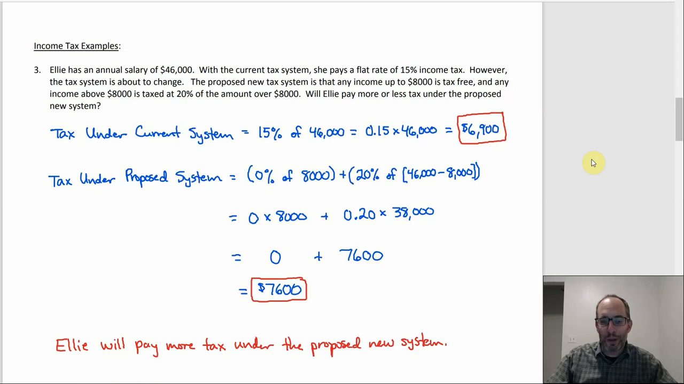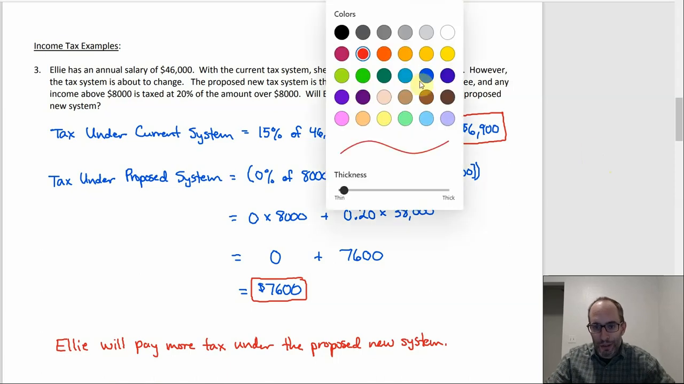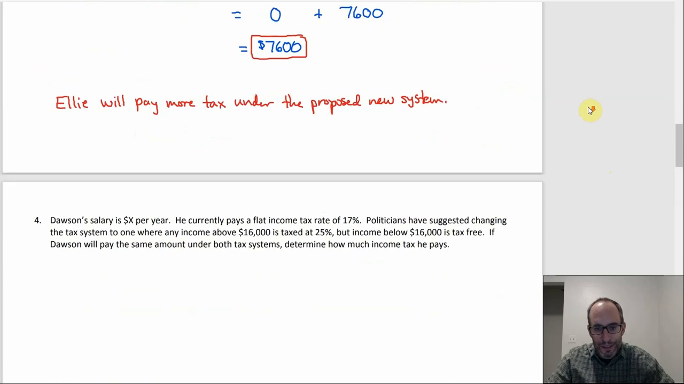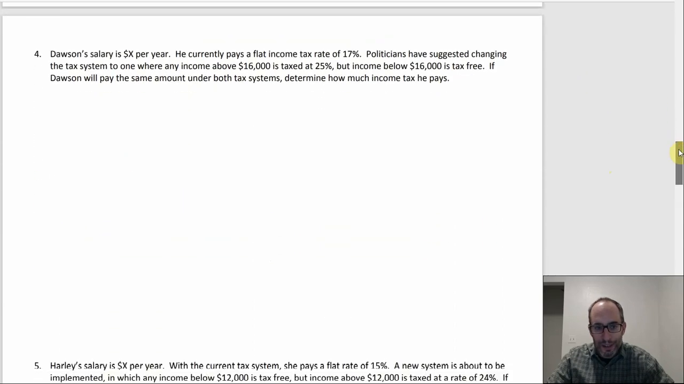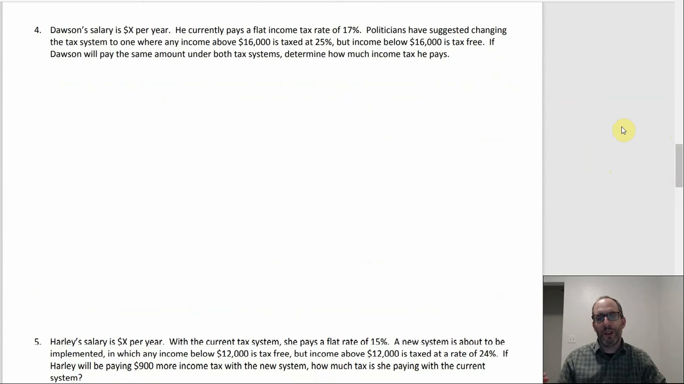But this idea of with the proposed one where you have to break it into pieces and then you have the different tax rates. So like you have that initial 8,000 that's not taxed at all, and then everything else has a tax rate. That is a thing that comes up an awful lot in this section. So switch colors back and all right, here it is again. And 4 and 5 are really similar, but I wanted to get both of these in because it's a little bit different when they don't match up perfectly. So in 4 they do, and then in 5 they don't.